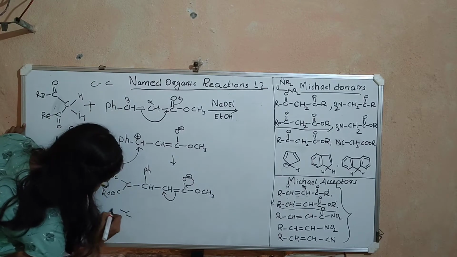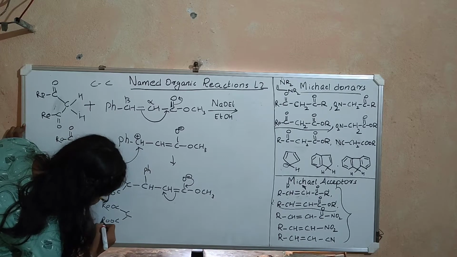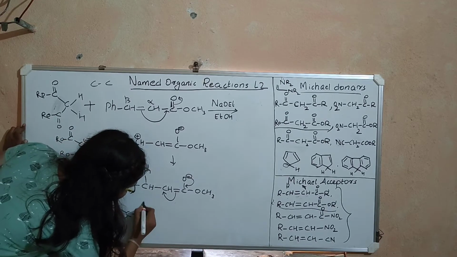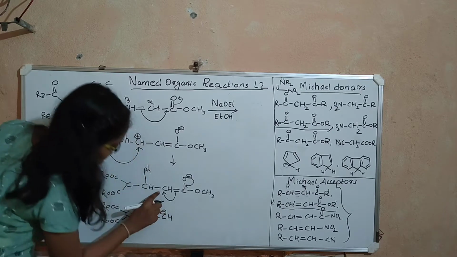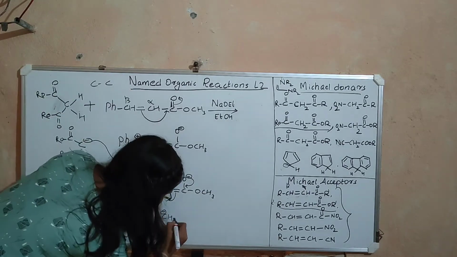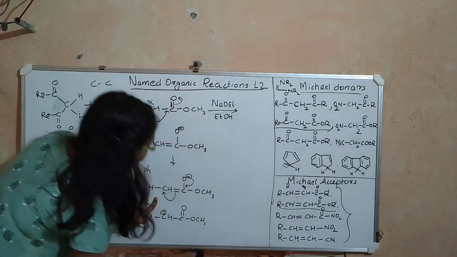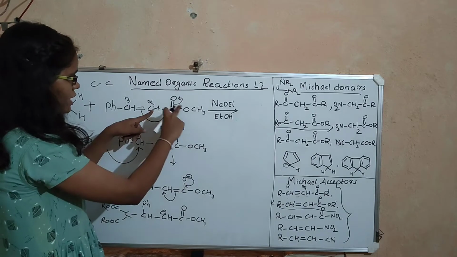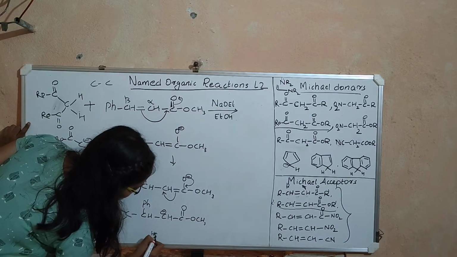I'll write it here. COOR, PH, CH. Now this carbon will get a negative charge. Okay. You have C double bond O, OCH3. Now this proton, which was abstracted by this base, will come and attack on this carbon.